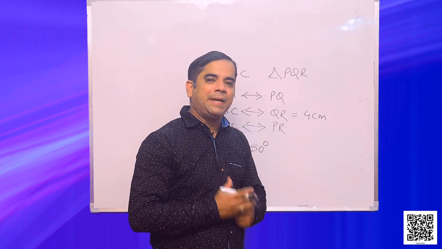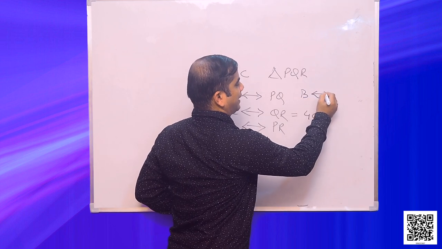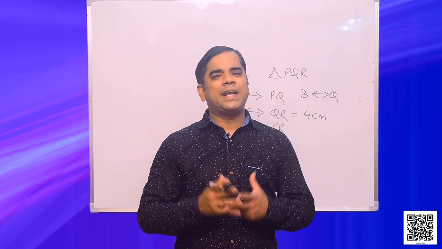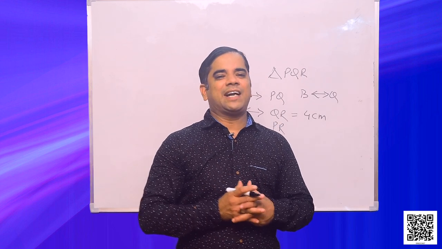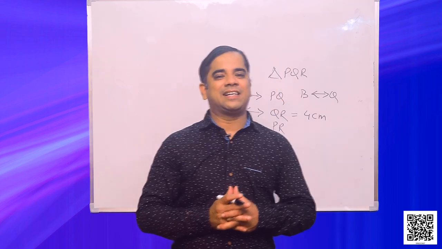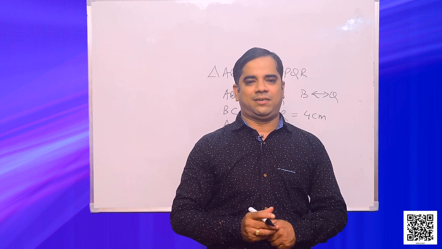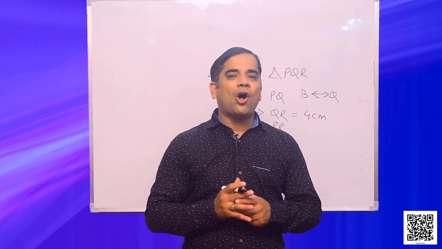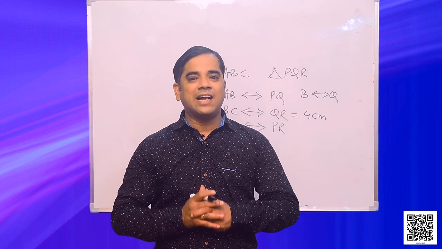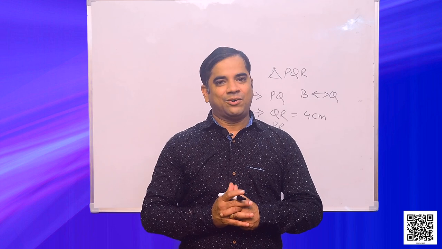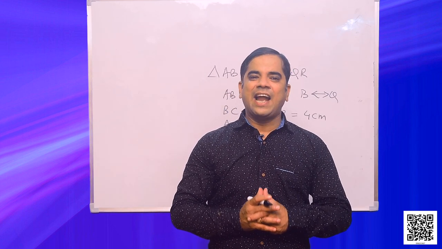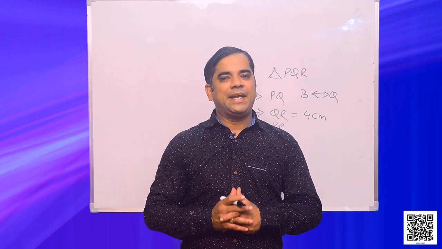That means vertex B also corresponds to vertex Q. But we can clearly see that PQ is greater than AB and PR is greater than AC. So they are not corresponding to each other. That means though these two triangles have a common side and a common angle, they are not congruent, because for congruency all the corresponding sides and corresponding angles should be equal to each other. Okay, so we can say that triangle ABC is not congruent to triangle PQR.